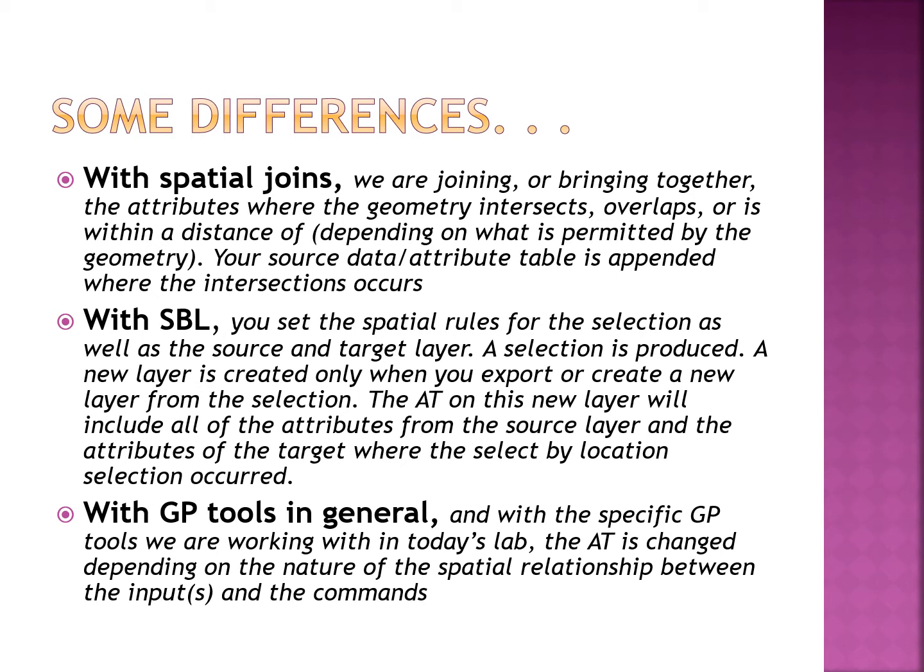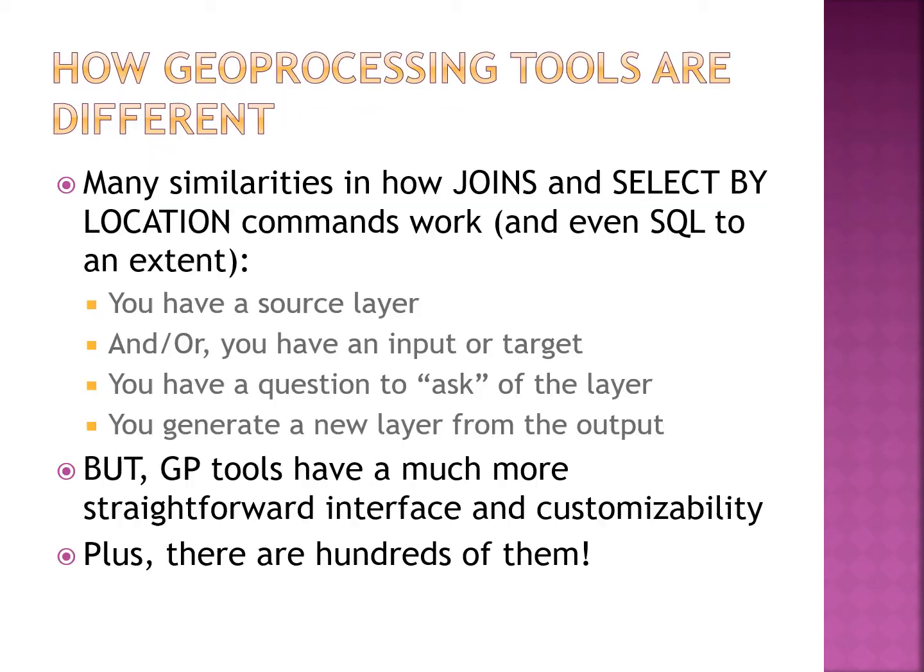But with geoprocessing tools in general, and with the specific geoprocessing tools we're working with in today's lab, the attribute table is changed, depending on the nature of the spatial relationship between the inputs and commands. And the reason I bring up the attribute table is because as we're learning GIS and learning how to work in Pro and work with all the different features this has, it's good to just note how your data is changing as you make these geoprocessing tools create new layers. It just helps to keep you in line with what's going on and double checking your work.